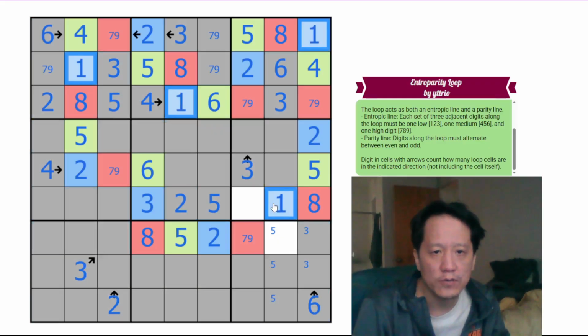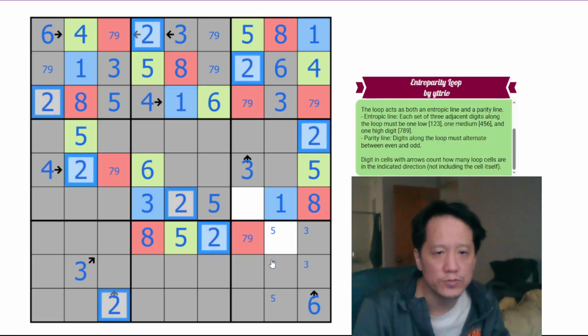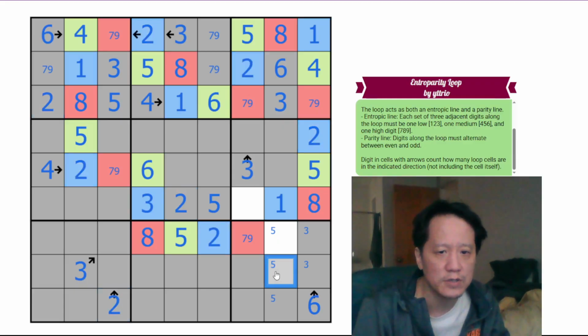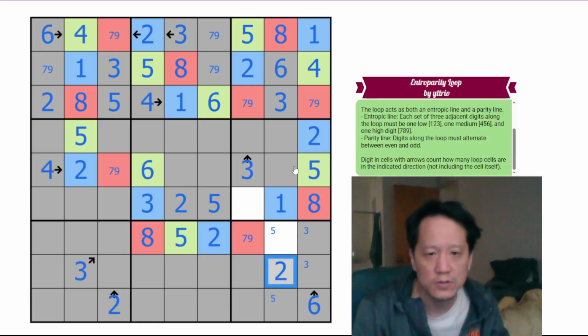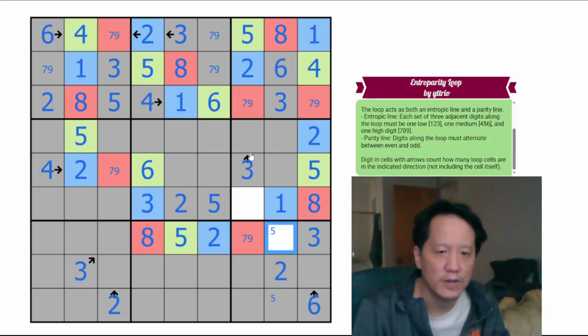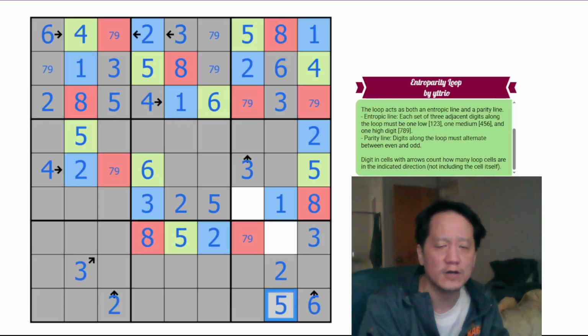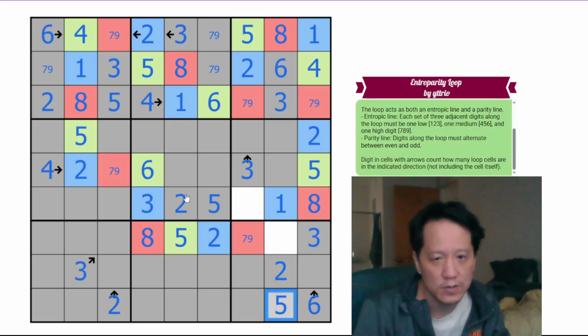Okay. What about digits? 1 has to be... Okay. Twos. We have 8 twos, right? So we know where the last 2 has to be. It has to be here. This 3 eliminates 3 here, so this must be 3 here. Oh, this 5 eliminates 5 here, so this can't be 5, which means 5 in column 8 has to be there.